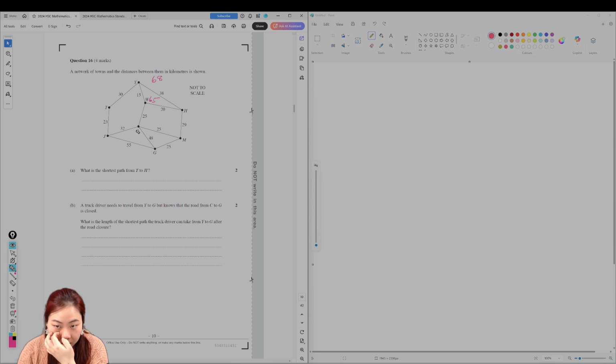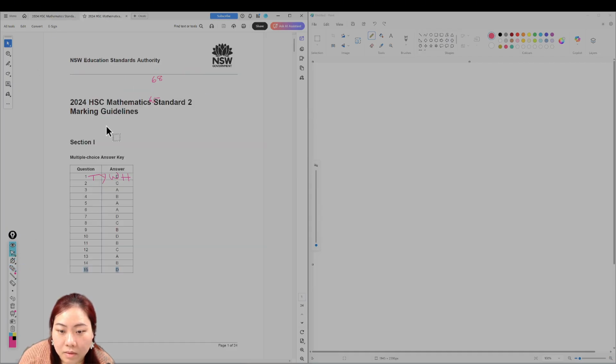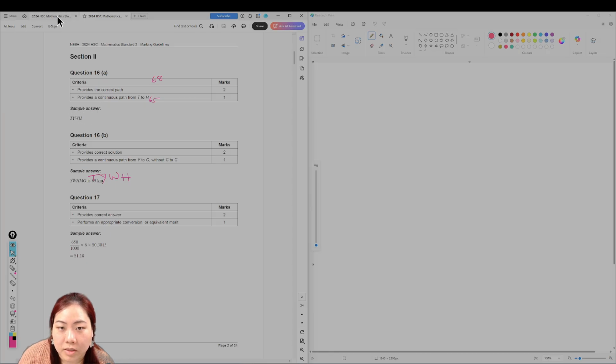If we go T, J, C, W, H, that's 55, 70, 80, that's 100. That's way too much. If we go this way, that's even longer. If we go around, what's that, 78, so here almost, that's over 100. Okay, so the shortest path would be T, Y, W, H. Let's check that first. T, Y, W, H, yes.